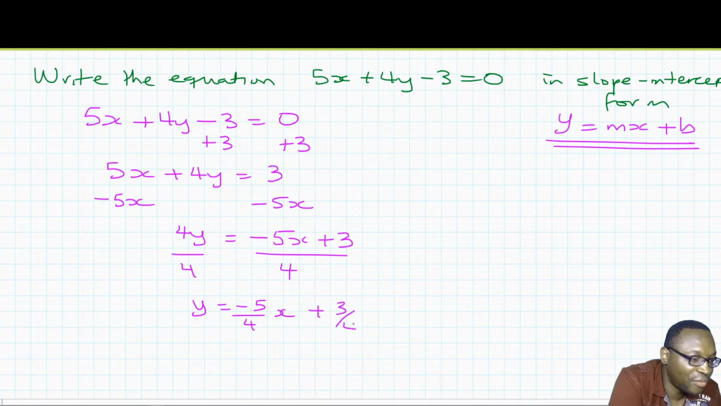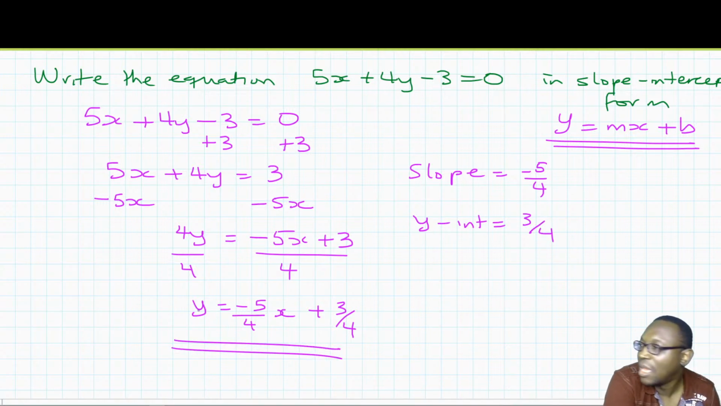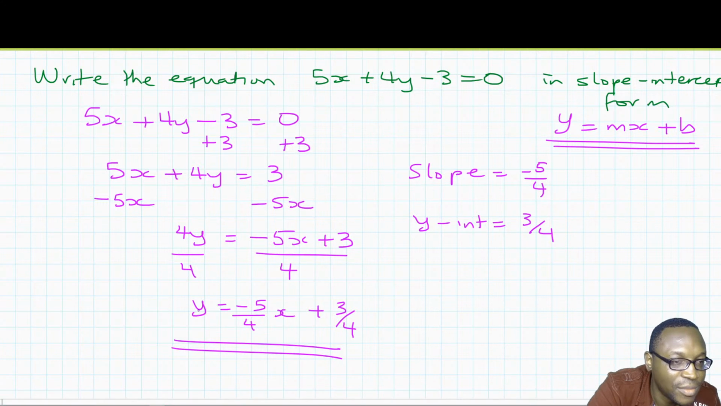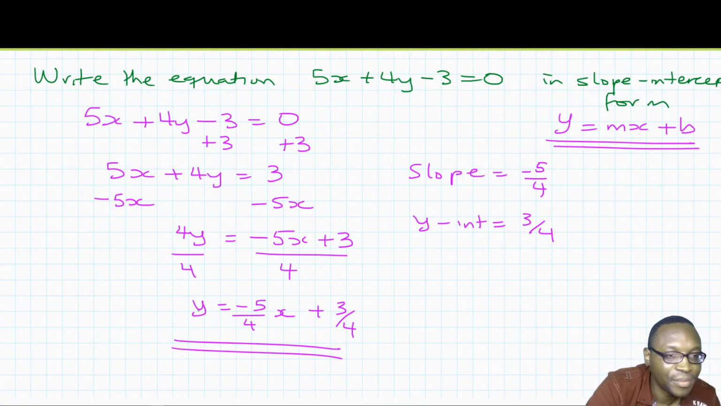plus 3 over 4. So in this case, you may be asked to find the slope and the y-intercept. Your slope is going to be negative 5 over 4. Your y-intercept is going to be 3 over 4. So that's what this equation is. Does this help? Does this help you with your understanding?